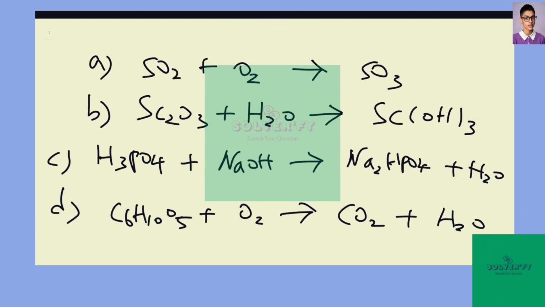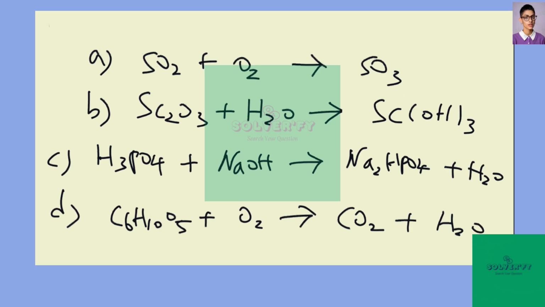We have the balance of the chemical reaction on this page. So for part A, we have SO2 with O2 to form SO3. Let's start with the element that is present in only one of the reactants and only one of the products. That would be sulfur. SO2 and SO3 both have one sulfur, so we don't have to do anything to balance that. And then would be oxygen.